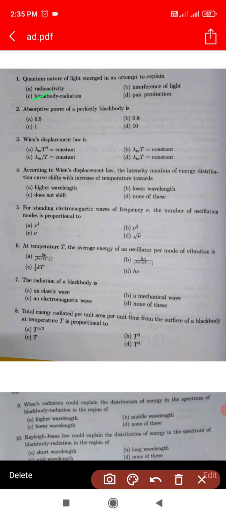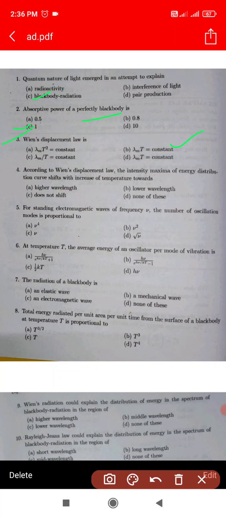Next, absorptive power of the perfect black body. Second question: absorptive power is complete. That means the black body absorbs any radiation that falls on it, completely absorbing those radiations. Next, Wien's displacement law: lambda m into T is equal to a constant.